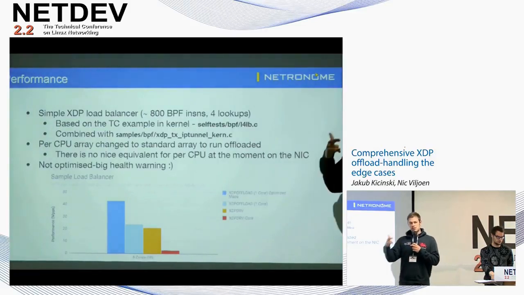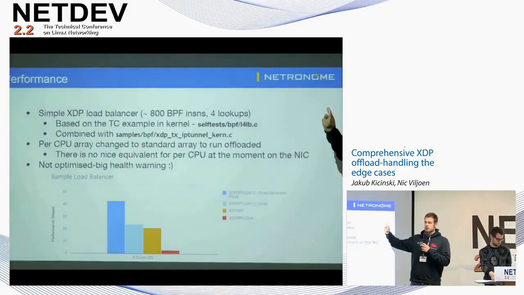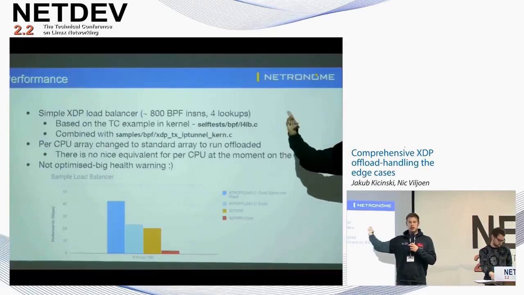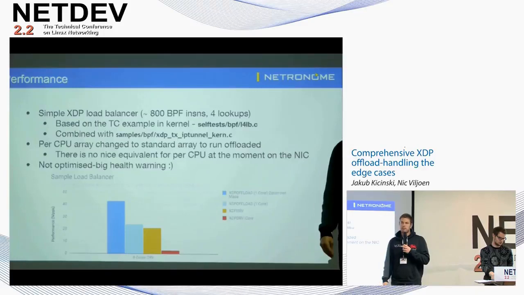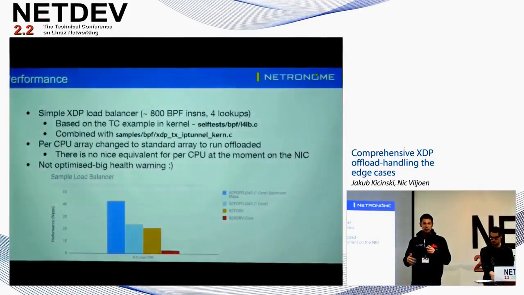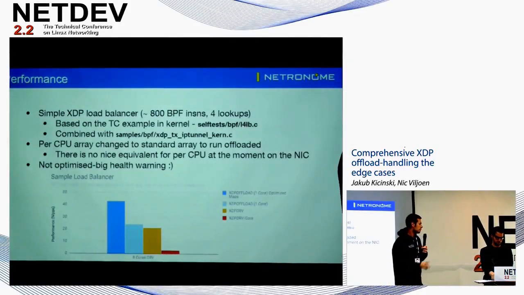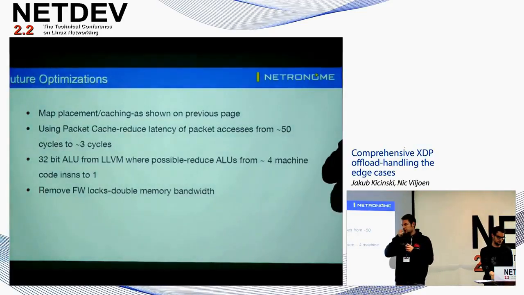Now, if you take the smaller maps and put them higher up, so you use the memories which are much closer to the cores, then we were getting this running up to about 42, 43 million packets per second. It's just a rough number, just to give you an idea of where we stand today.